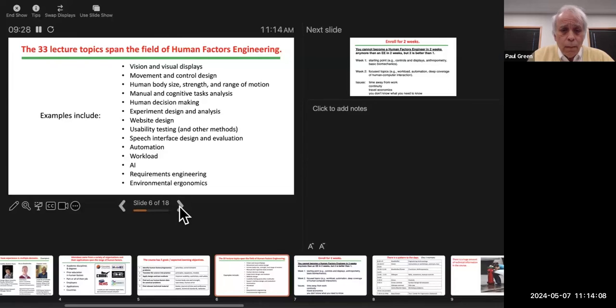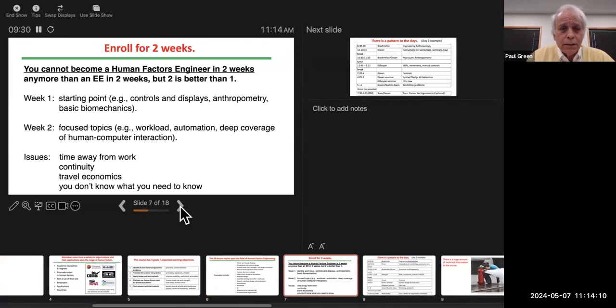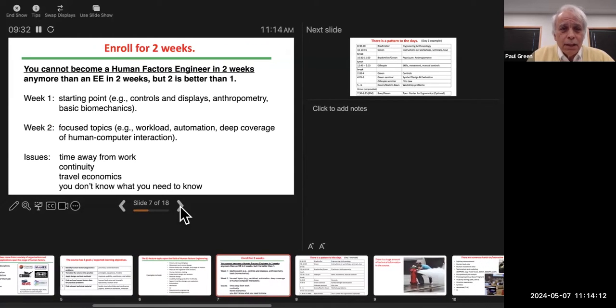All right, next slide. So the key thing is we like people to enroll for 2 weeks, but we realize it's not feasible in many cases. And the key thing I'm going to emphasize from the start is this is a pretty complex, detailed field. And just as you cannot become an electrical engineer or mechanical engineer or anything else, you're not going to be a human factors engineer in 2 weeks. But I think we can give you a huge start and really put you on the right path. So that's what we promise to do.